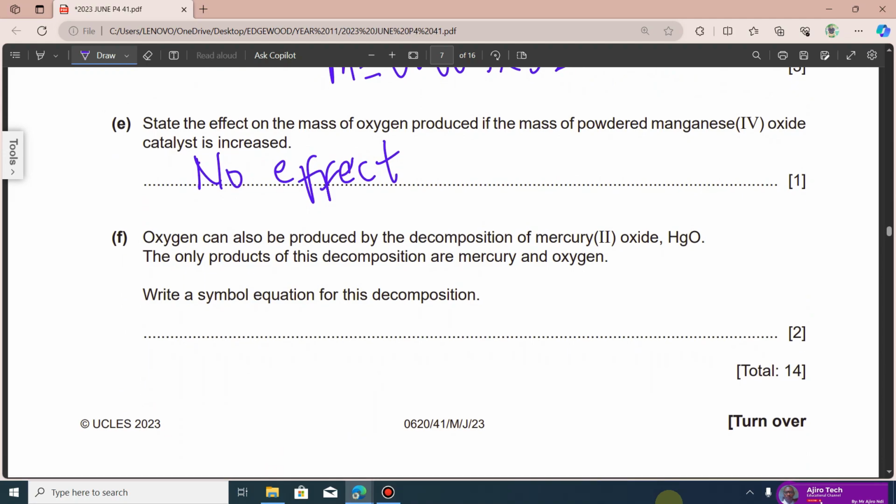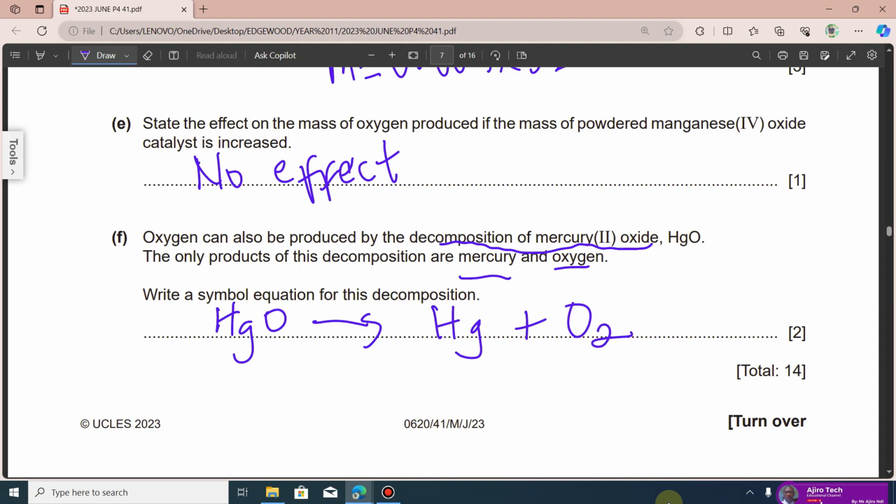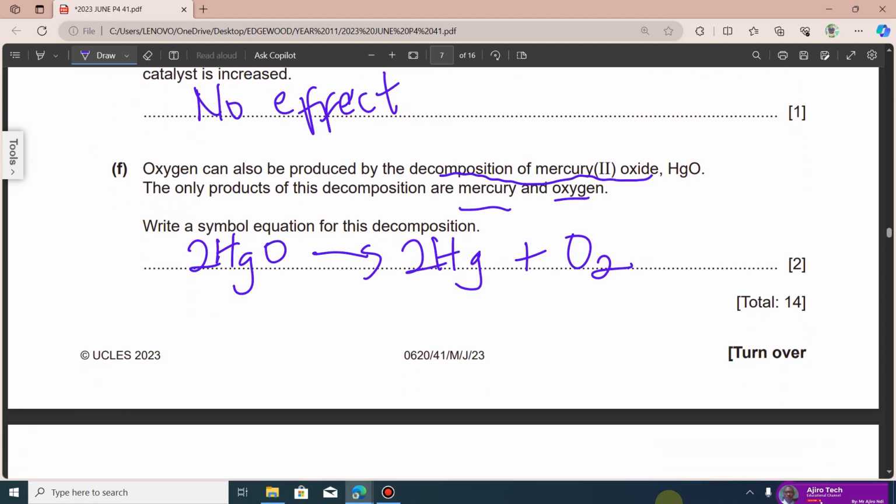Oxygen can also be produced by the decomposition of mercury(II) oxide. Decomposition simply means the breakdown of mercury(II) oxide. The only products of this decomposition are mercury and oxygen. Write a symbol equation for this decomposition. So, if mercury(II) oxide breaks down, we're going to have mercury plus oxygen. This is the way oxygen is written. We have 2 oxygens here, so we need to put 2 here. There should be 2 here, and that balances the equation. So this is the answer to this question.